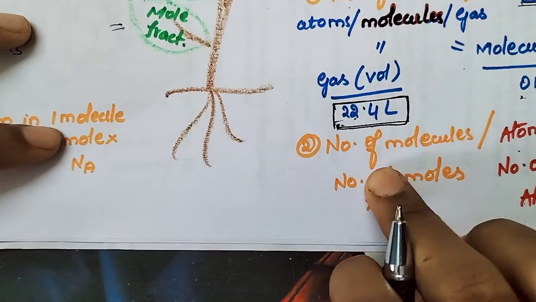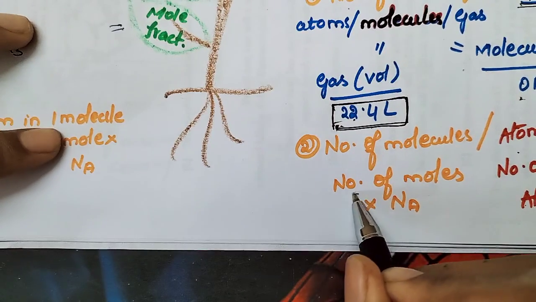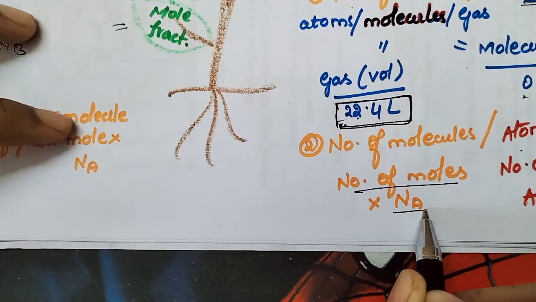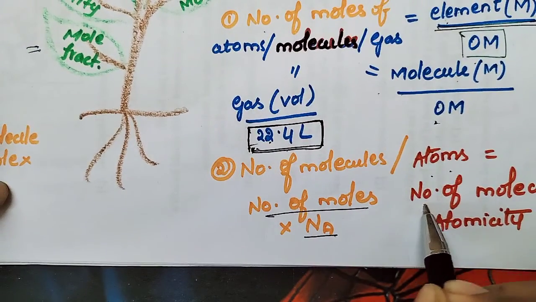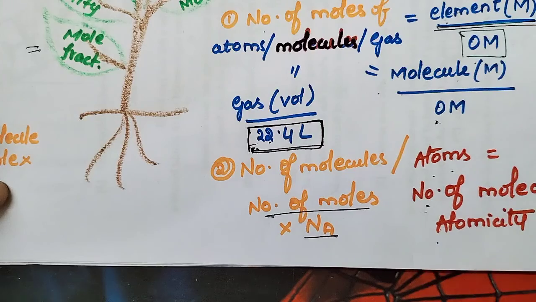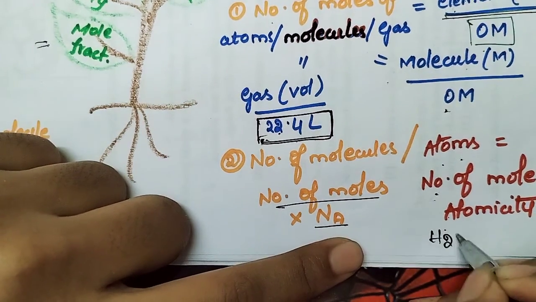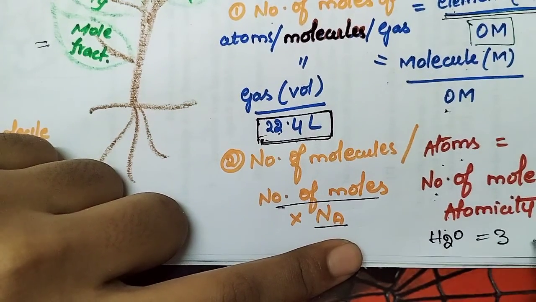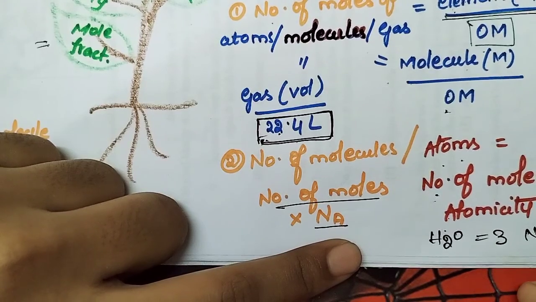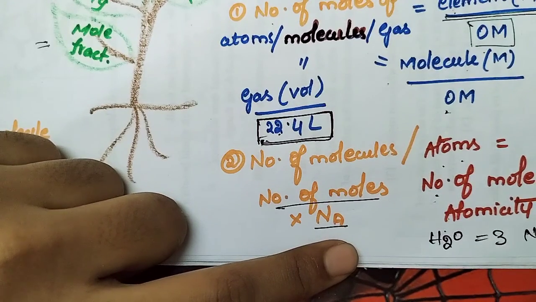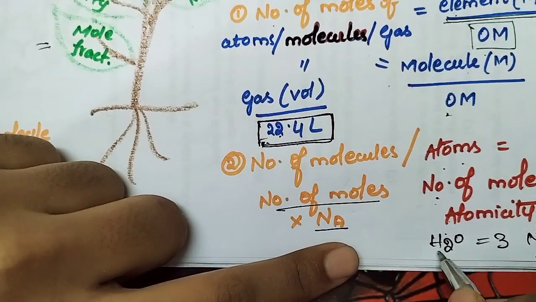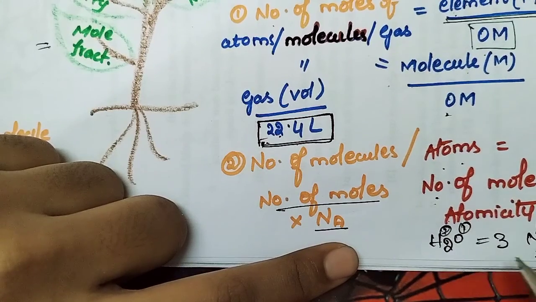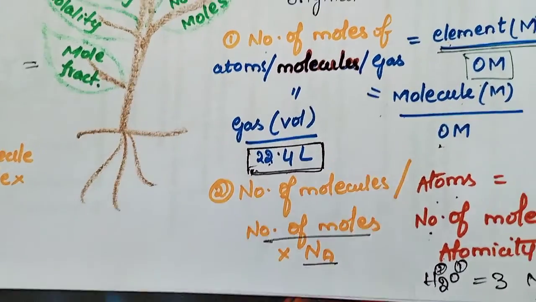The number of molecules is calculated as number of moles into Avogadro number. And the number of atoms is number of molecules into atomicity. Atomicity means, if you take water, then its atomicity is 3. If you take sodium carbonate, then its atomicity is 6. How to say this? 1 sodium atom, 1 carbon atom, 3 oxygen atoms. Likewise 2 hydrogen atoms, 1 oxygen atom. That's it.